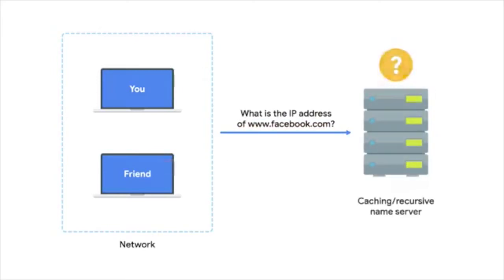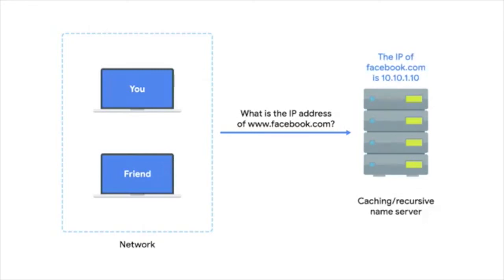You and your friend are both connected to the same network, and you both want to check out facebook.com. Your friend enters www.facebook.com into a web browser, which means that their computer now needs to know the IP of www.facebook.com in order to establish a connection. Both of your computers are on the same network, which usually means that they've both been configured with the same name server. So your friend's computer asks the name server for the IP of www.facebook.com, which it doesn't know.